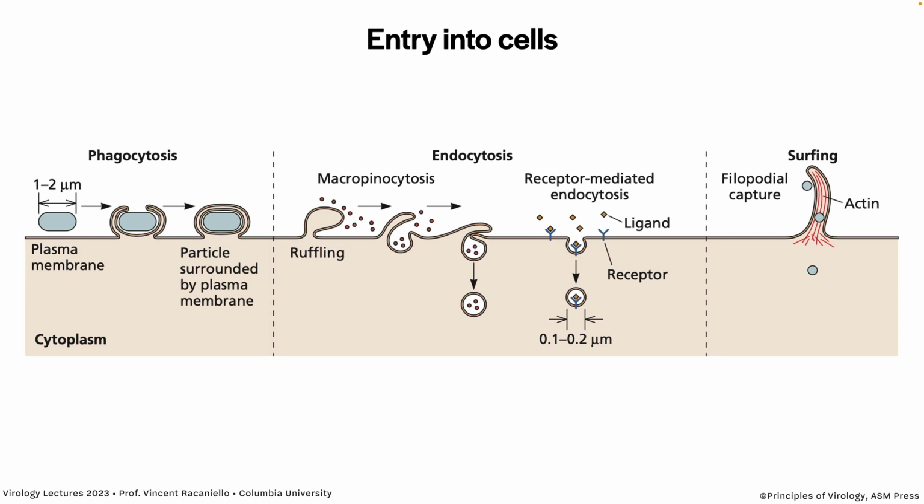They need to take things up, and there are a number of mechanisms for that shown on this slide. So we have phagocytosis, where large particles tend to be brought up by cells. And then we have endocytosis in the middle, where smaller molecules are taken up into cells.